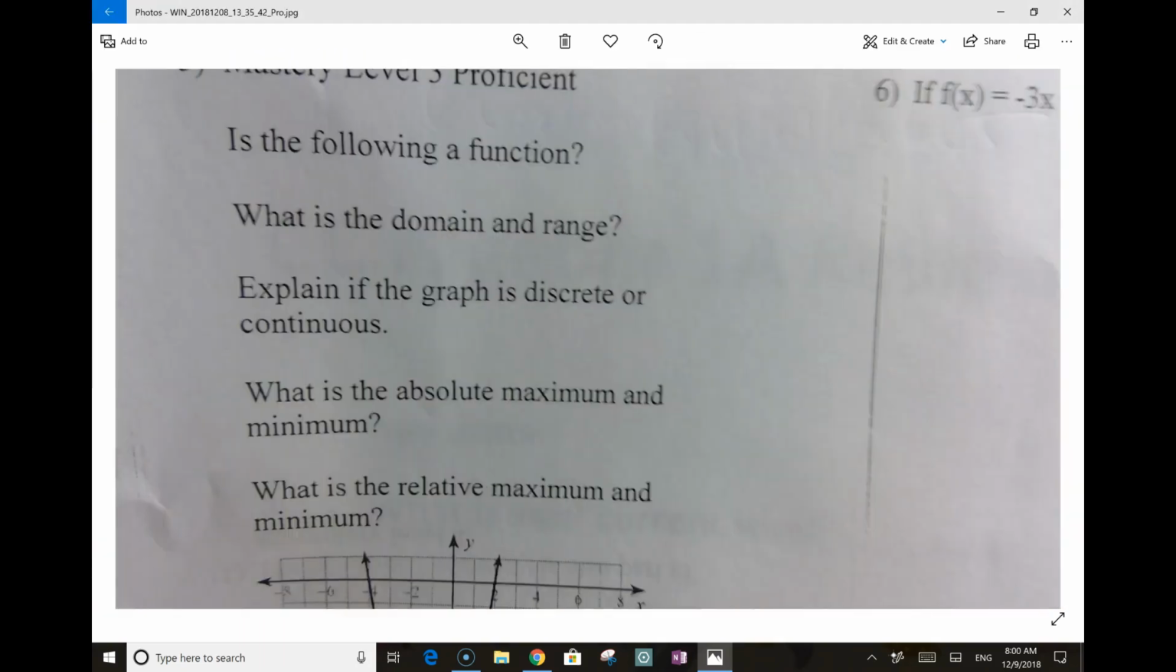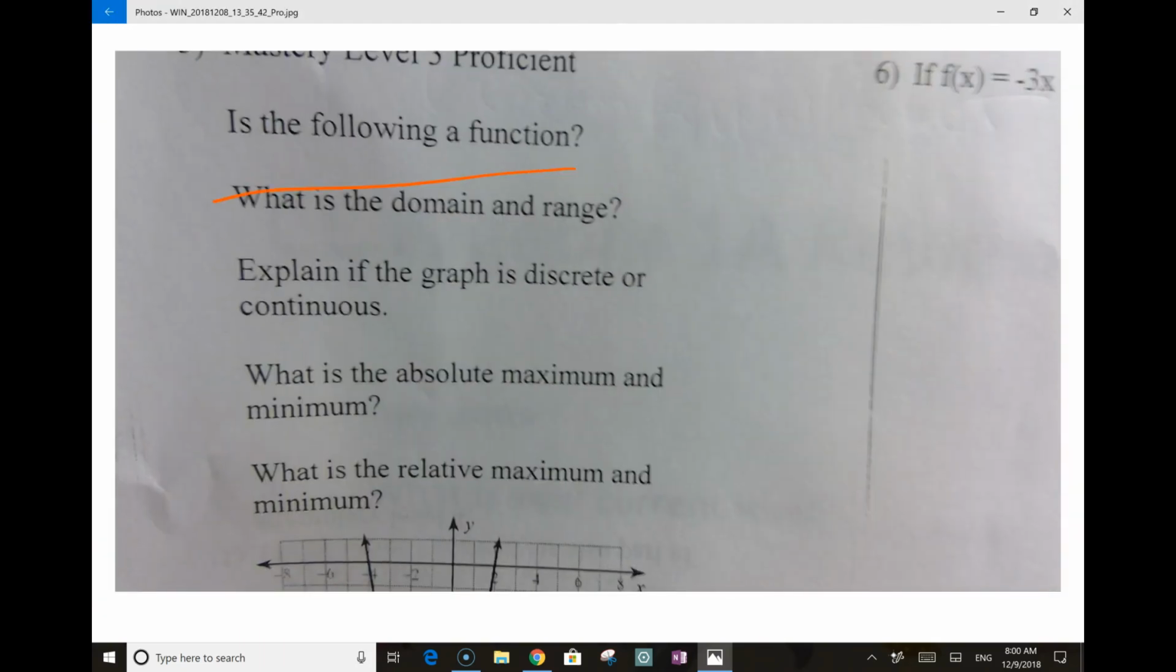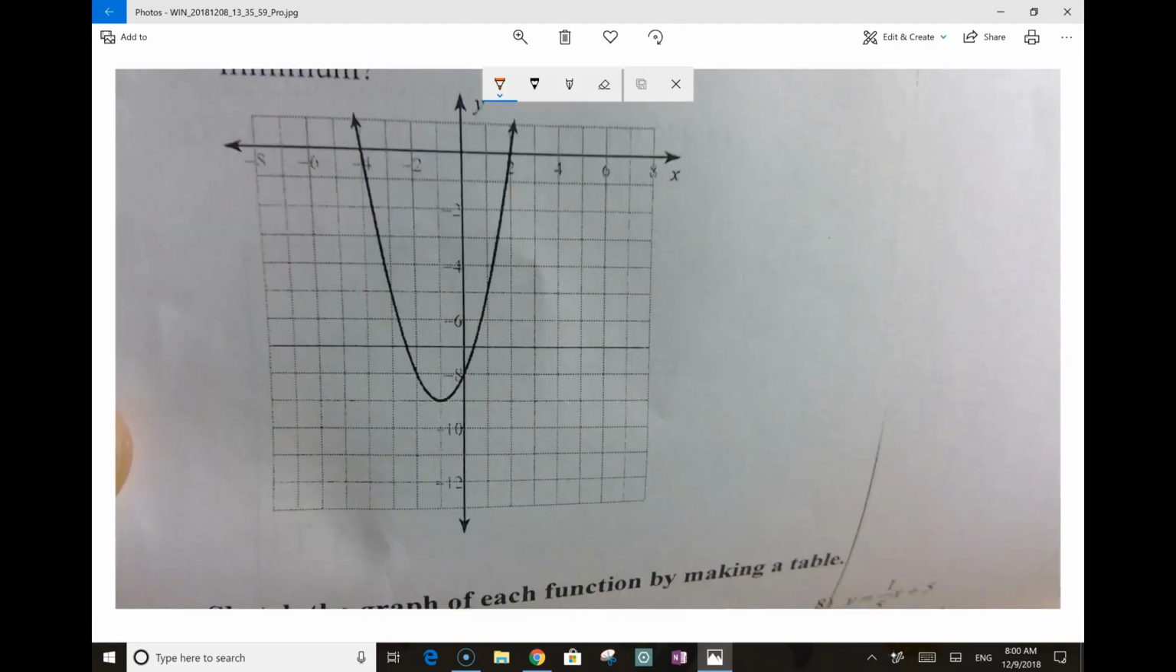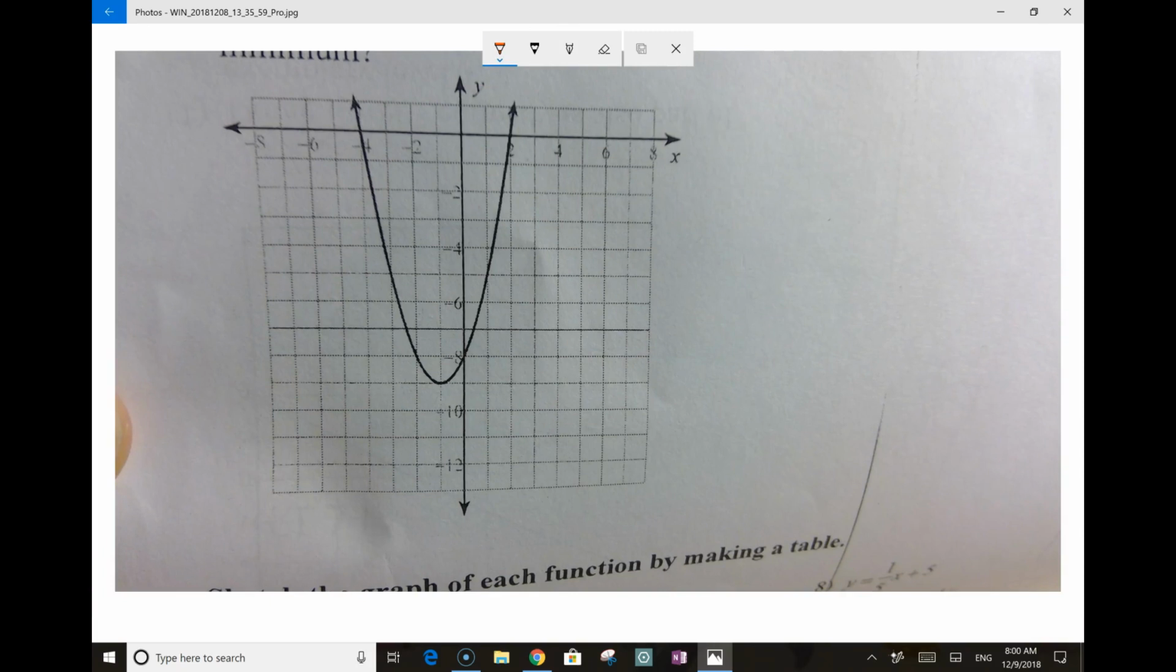As far as domain and range, what is the domain and the range of this? The answer to that this time will be slightly different, and there is a reason for this. So let's start with domain. Sorry, I misspelled domain there. Domain has to do with the width, right?